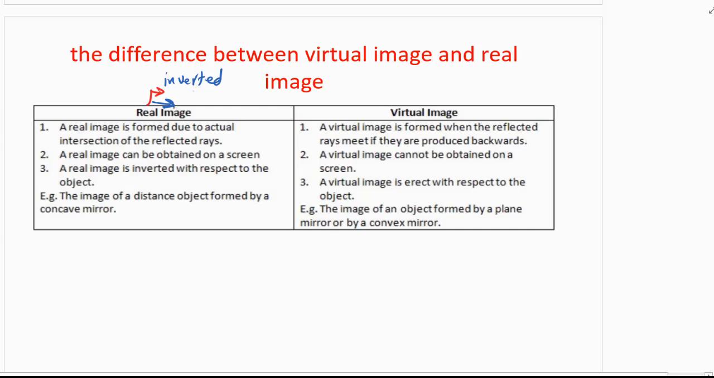it can be received on a physical surface, exactly like the projector. The image of the projector, you can just receive it on a screen, on a wall. So if it is a real image, it can be projected, it can be received on a physical surface or on a screen.